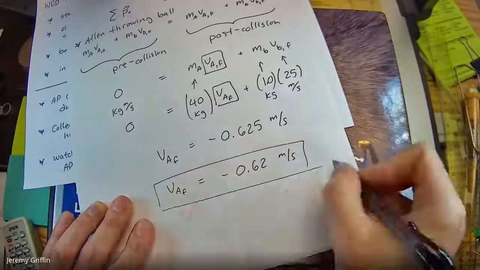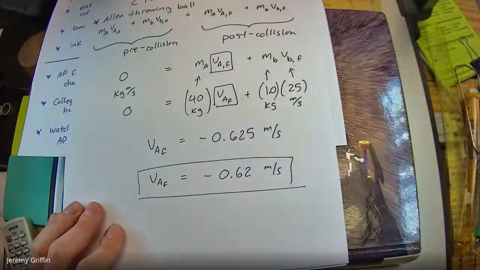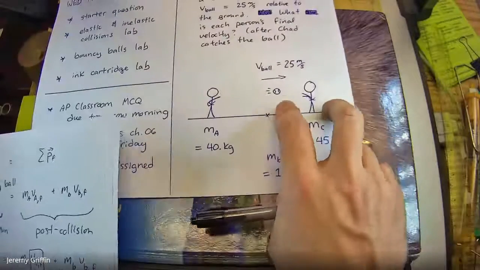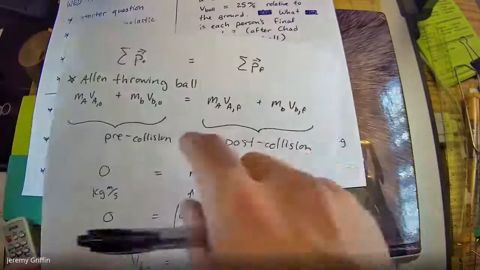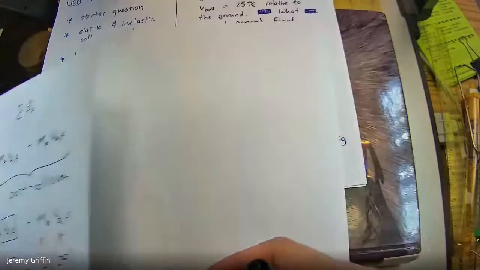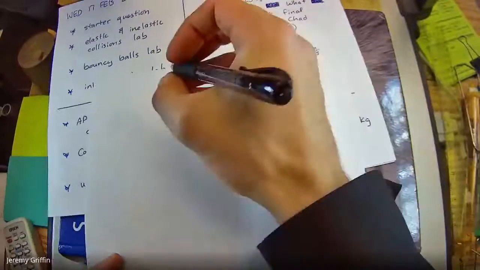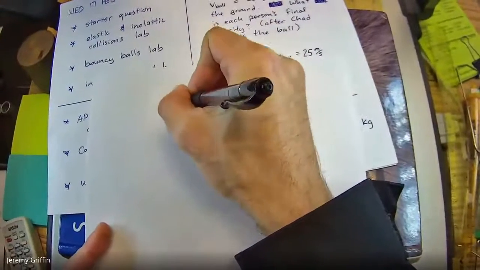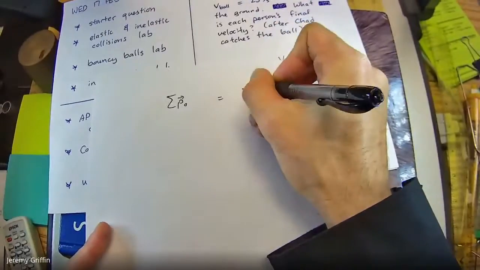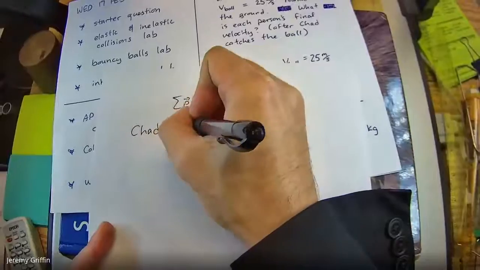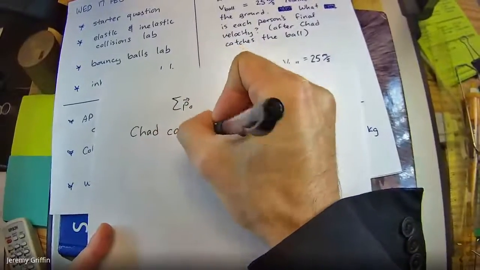Okay. All right. Then let's switch over and look at Chad catching the ball. Could we do something very similar to this? So I'm going to say the ball's on the move, Chad's about to catch it, and set up a conservation of momentum for Chad catching the ball.